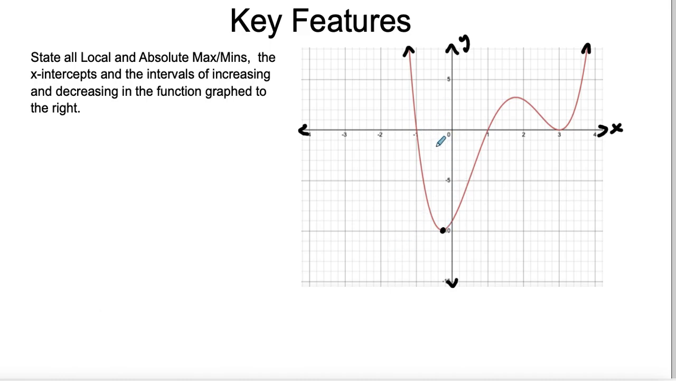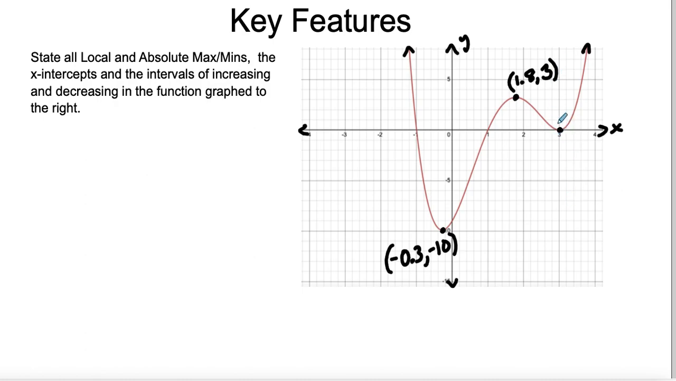This is about -0.3. You can always just estimate if the value is not given. -0.3 and -10. Okay, so I got a minimum there. Then I look over here and I see a maximum right about here. And if I look at that one, that's going to be at about 1.8, and the y value is about 3. So we're going to say 1.8, comma 3 here.